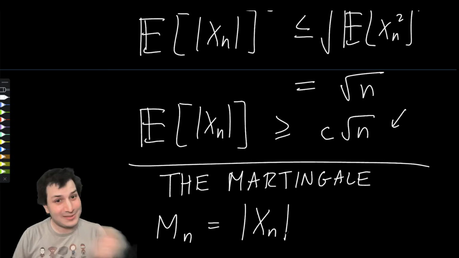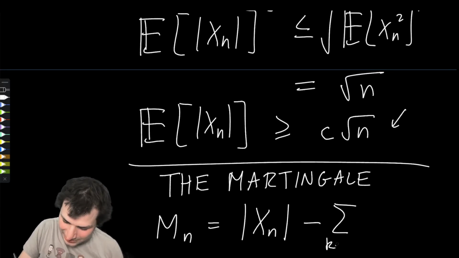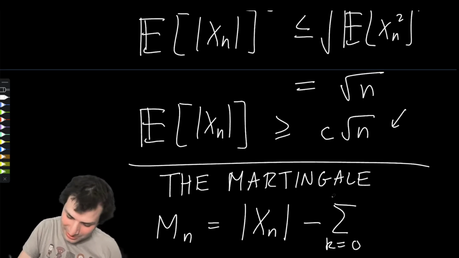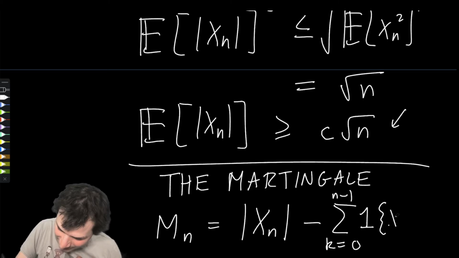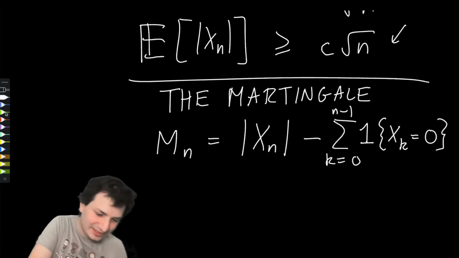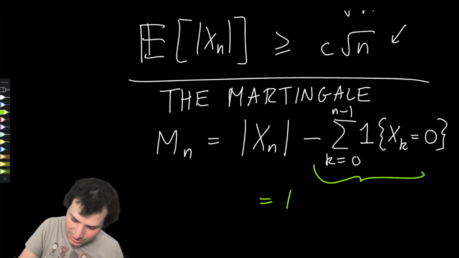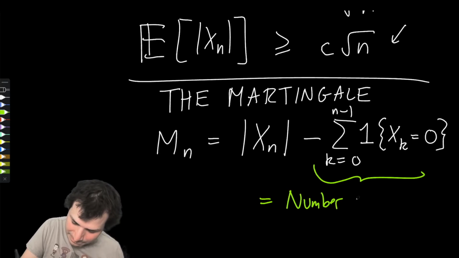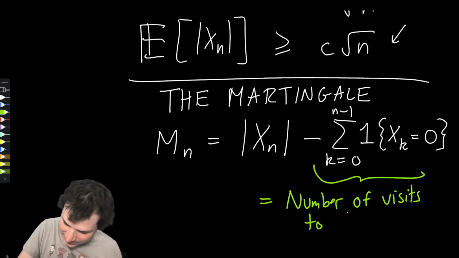We can fix that by subtracting something. And the thing we're going to subtract is the sum from k equals 0 to n minus 1 of the indicator function that Xk equals 0. So this might look like a funny thing, but let me tell you what it is. It's not so complicated. This is simply equal to the number of visits to 0.